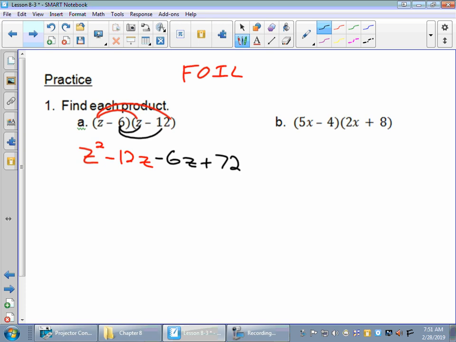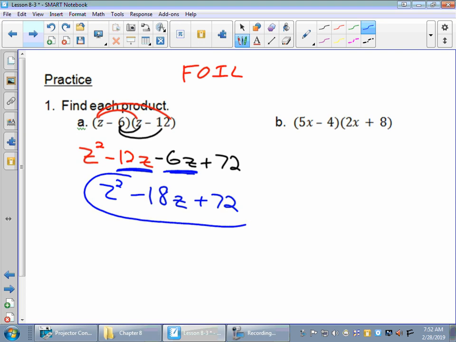Now, do I have anything to combine? Yes, I do. I've got this negative 12z here and a negative 6z here, so I can combine those to make a negative 18z. And then z squared has nothing to combine with, so that can come down, and same with the 72, and we are done. Z squared minus 18z plus 72. Okay? So very similar problems the rest of the way. We got a lot of practice. You can do all these if you want to.